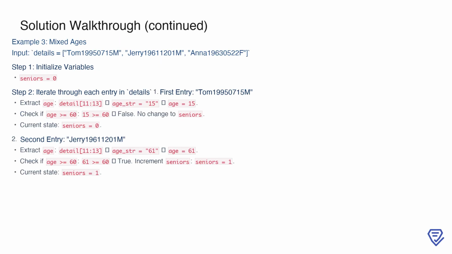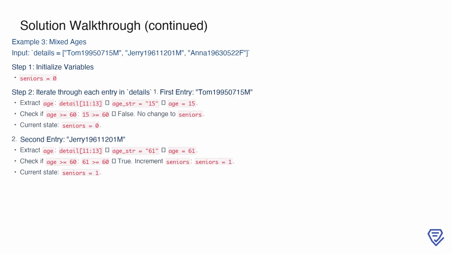In this final example, we have a mix of ages, and our goal remains to count the number of seniors. We initialize the seniors variable to 0 and begin with the first entry, Tom 199500715M. Extracting the substring from positions 11 to 13 gives 15, which we convert to an integer. Since 15 is less than 60, the condition is not satisfied, and the seniors counter remains at 0.